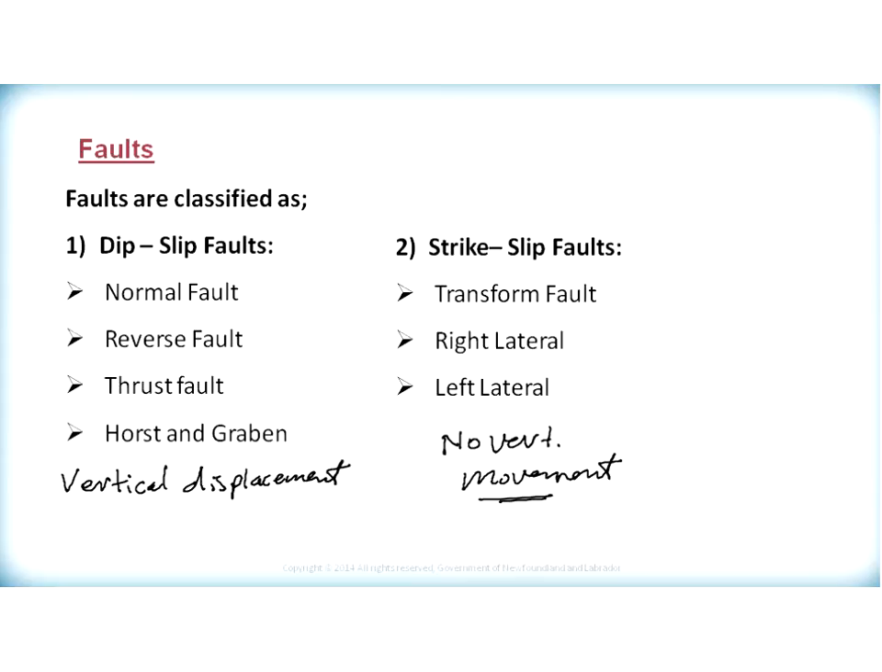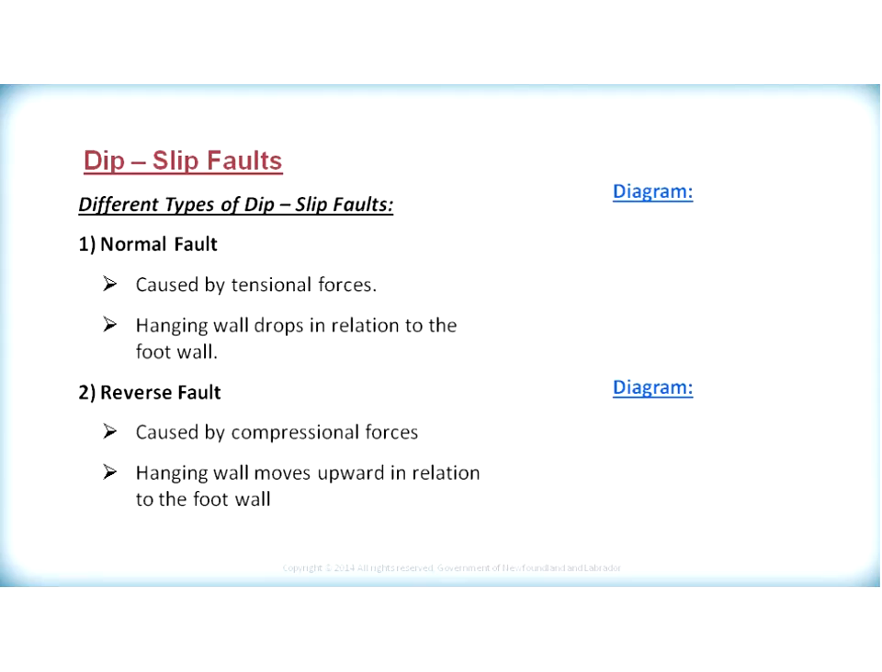So there's no vertical movement along strike-slip faults, whereas when we look at dip-slip faults, we do see vertical displacement within the rocks. If we look at the different types of dip-slip faults, first let's look at the normal fault. A normal fault is caused by tension forces. And when tension forces act on rocks, the hanging wall tends to drop in relation to the footwall.